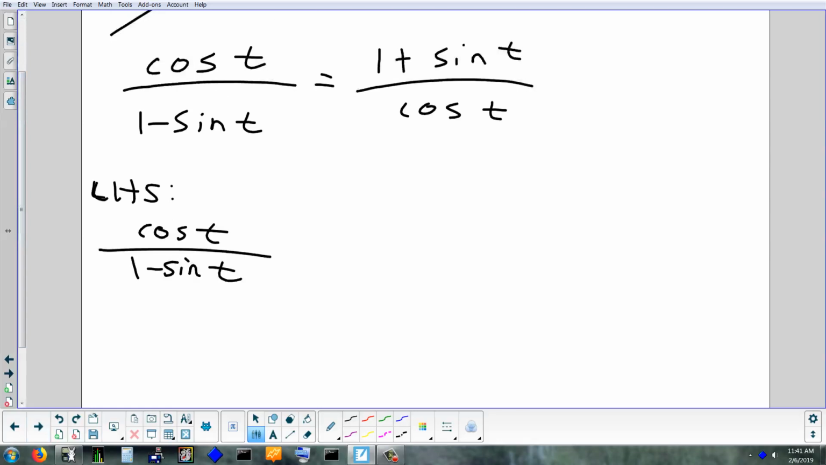Okay, could I try the trick of changing everything to sines and cosines? No. Why not? It already is, so that trick's not going to work. That's how you know not to use that one. How about finding a common denominator? No, I only have one fraction. To have common denominators, I got to have two fractions with a plus sign or a minus sign between them. I don't have that. So the only trick left is the conjugate.